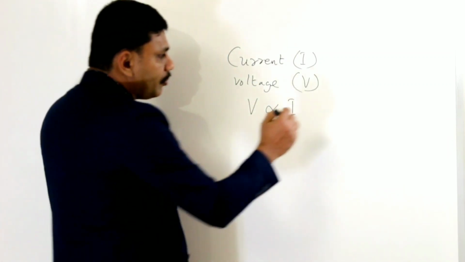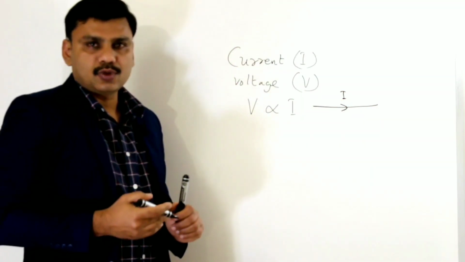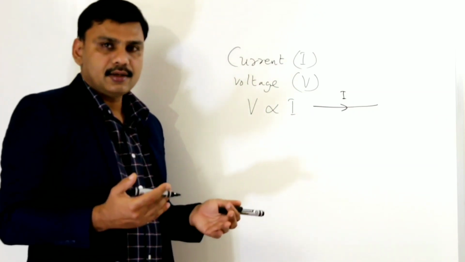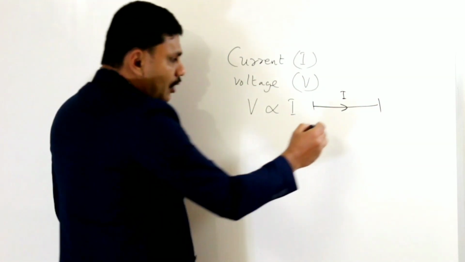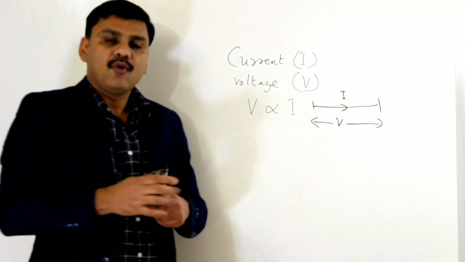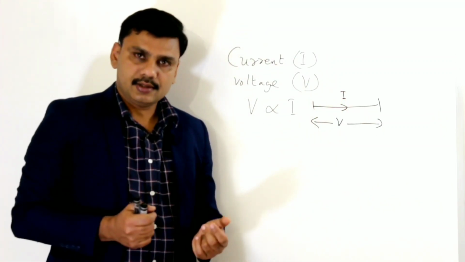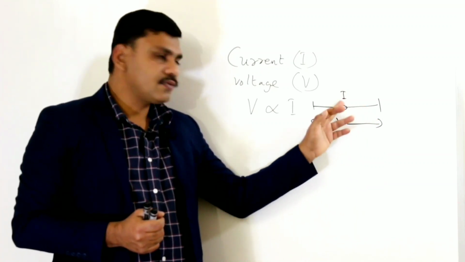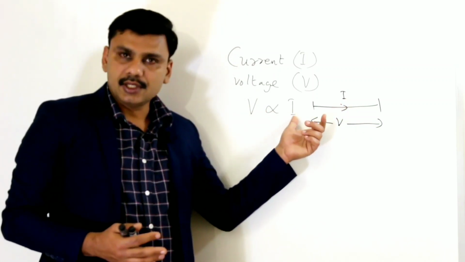That means when current passes through a wire or a conductor, it is because of the voltage across the conductor. If there is no voltage across the conductor, there will be no current flow through the conductor. If there is more voltage, more will be the current flow. If there is less voltage, less will be the current flow. So voltage is directly proportional to current.